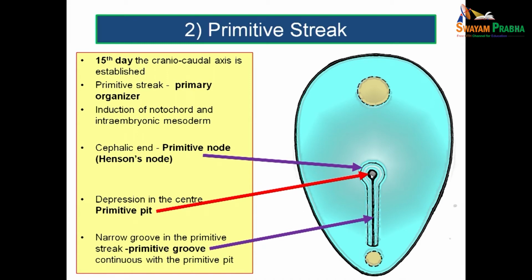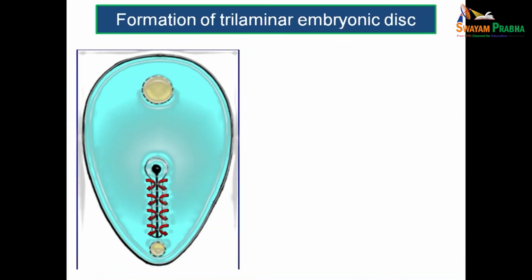So, these are the three major regions of the primitive streak. At the cephalic end, you have an elevation known as primitive node or Hensen's node. In the middle of the Hensen's node, you have a pit known as primitive pit, and towards the caudal region along the primitive streak, you have a groove that is known as primitive groove.